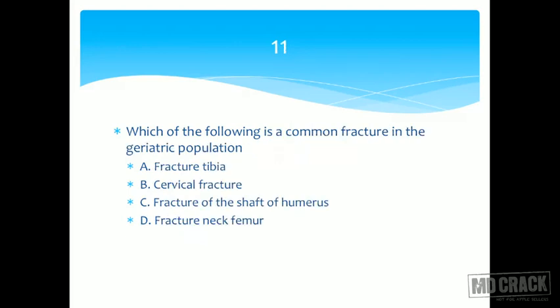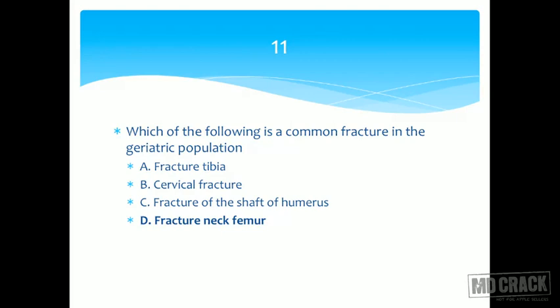Remember that. Which of the following is a common fracture in the geriatric population? The answer is fracture neck femur. Fracture neck femur is a common fracture, and we are very worried about it. Why is this question put? Because fracture neck femur is common in geriatrics, it is not only important in community medicine but also in orthopedics, maybe even in surgery. This fracture is frequently the event which starts that cascade.